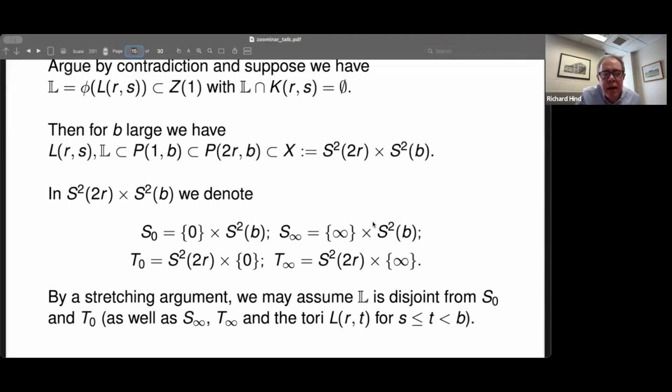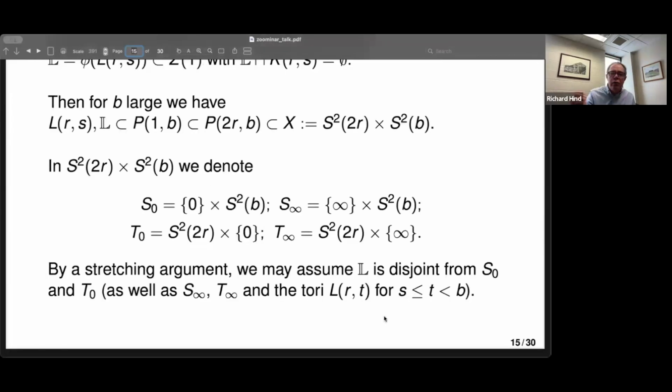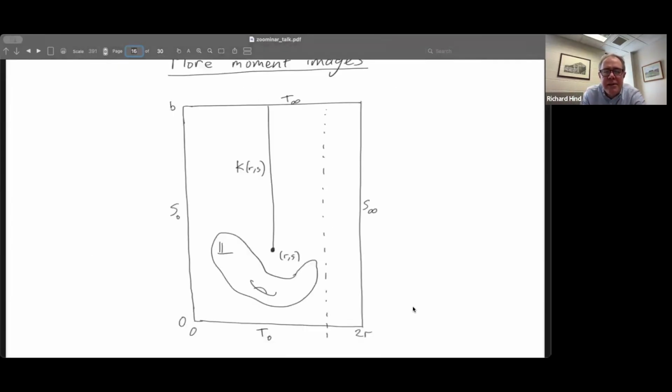Okay, given that, we can draw this picture. This is the scenario arguing by contradiction. Now I'm in a copy of S2 times S2. I've got the axes labeled, and I'll just call K this thing here. So the assumption is I have two Lagrangian tori, L_RS and this bold L, sitting inside S2 times S2 minus the axes. And the goal is to show that they have to intersect.